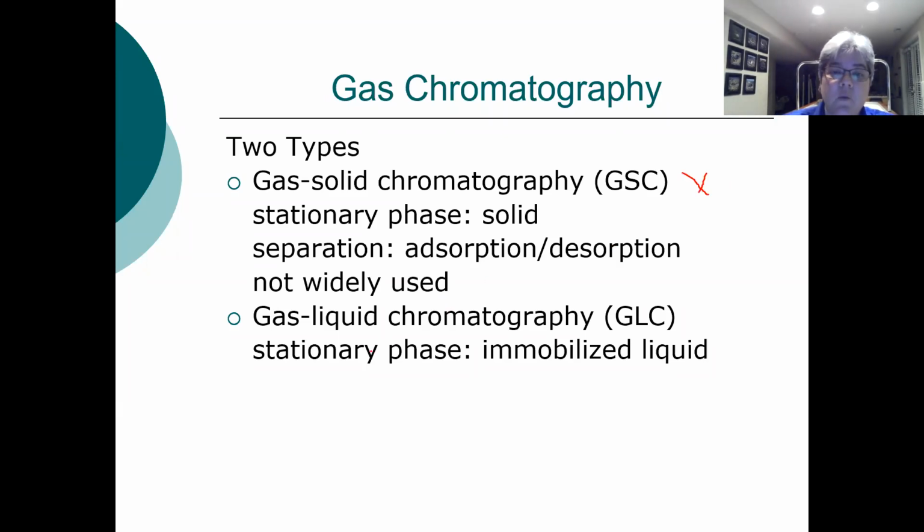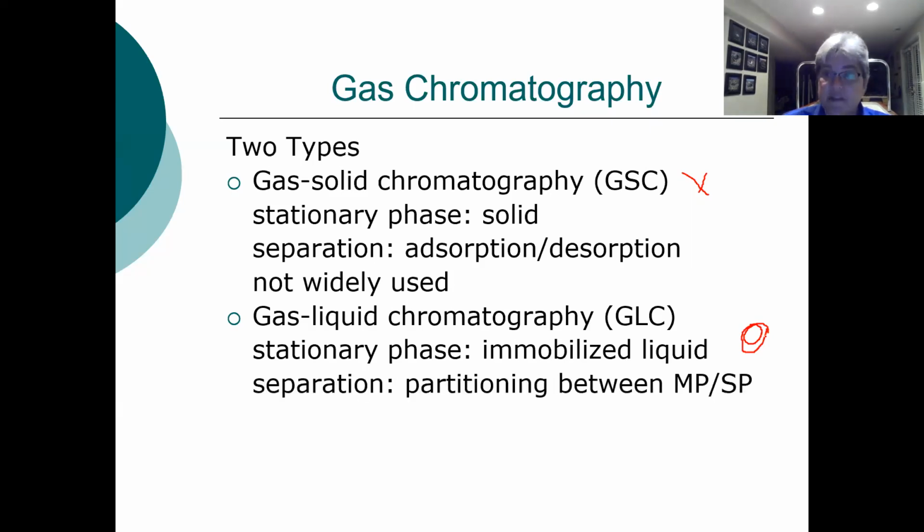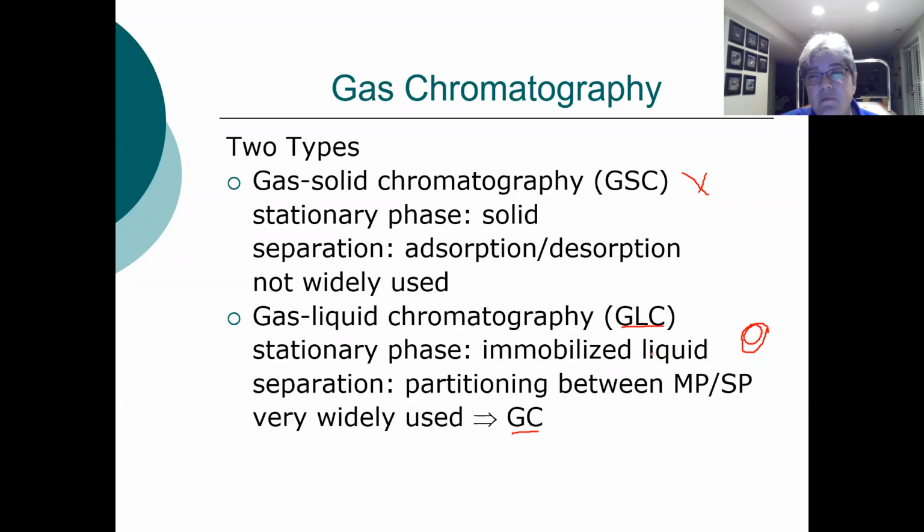The second one, where the stationary phase is a liquid, we call GLC. This is the one where you have a particle and then you have the stationary phase that's a liquid immobilized on that particle. This is the one where we get the partitioning, the back and forth between the mobile phase and the stationary phase. And this is widely used today. So often we just say GC, and when we say GC, we really mean GLC. We don't say that because the other one is so uncommon that we just say GC. But remember, the stationary phase is actually a liquid.